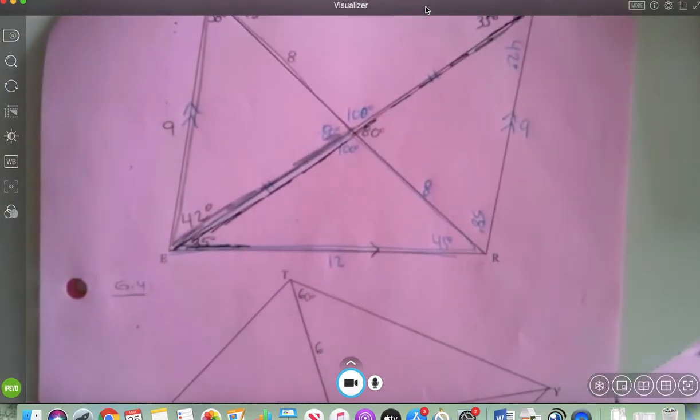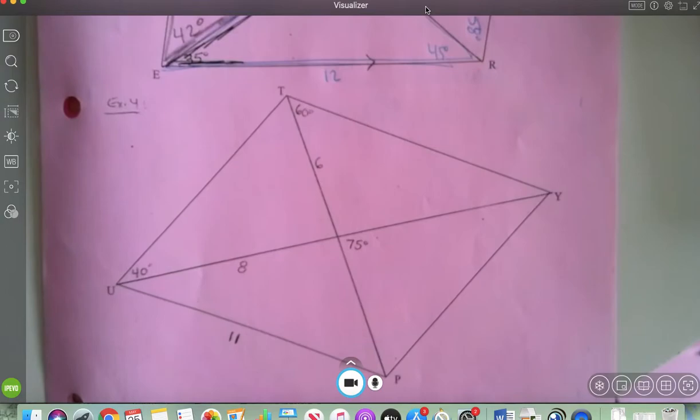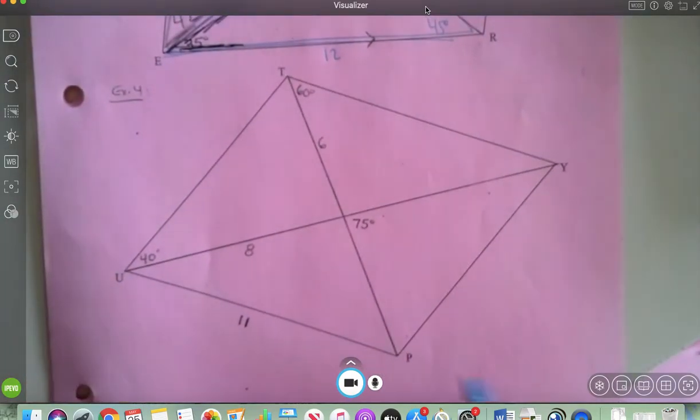Hit the pause button. Try the next one. It's got the same idea. And then tune back in, hit play, and see how you did.